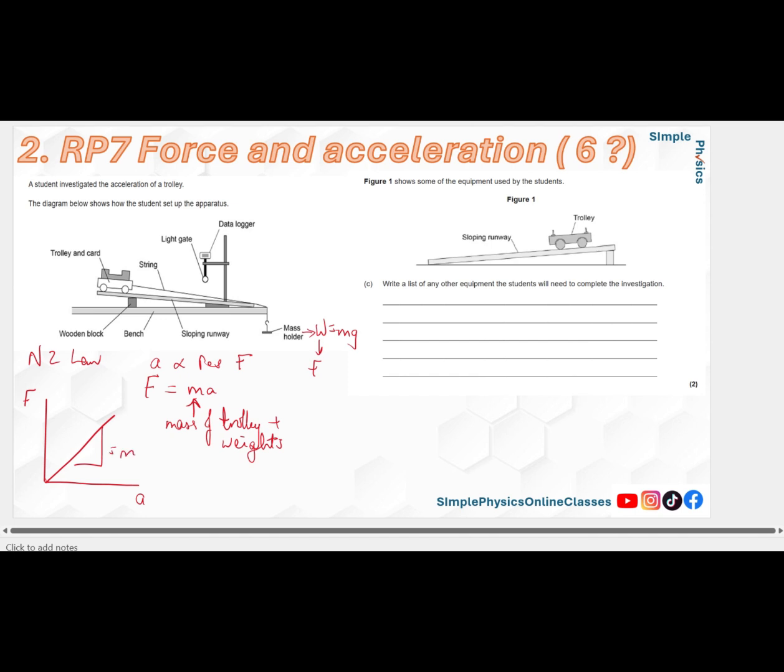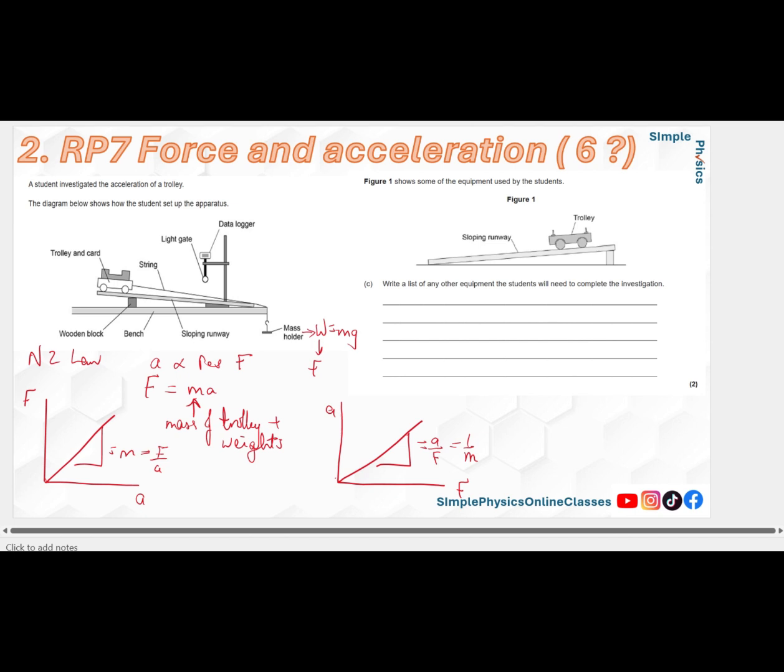But if you did the other one, an acceleration against force graph, because force is the independent variable and acceleration is the dependent variable, again you're going to get a straight line, but this time the gradient is equal to a over F, which is the same as 1 over m, okay? Whereas this m is equal to F over a, just rearranging the formula for m. Okay, so things to do, things to work out.